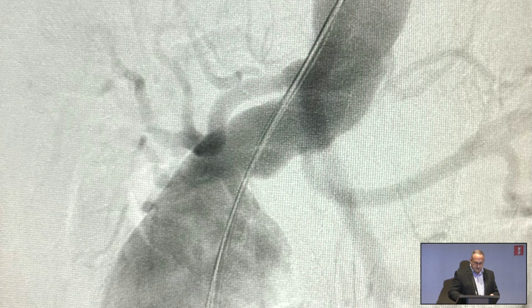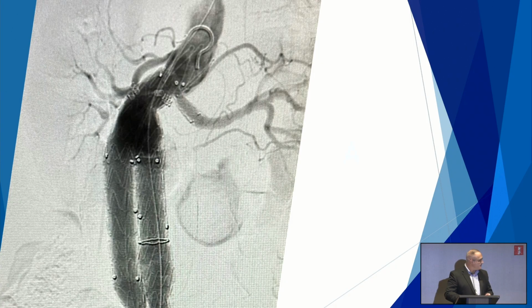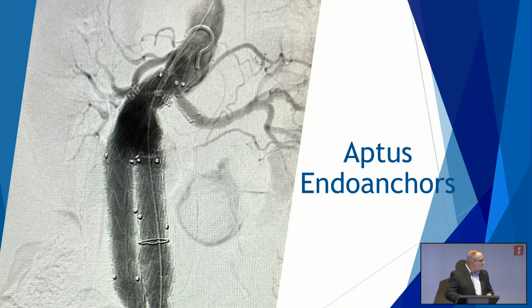So here is an aortogram of an aneurysm that has an extremely angulated neck. And what are the things that we could use to prevent endoleak here? One of the things we can use is an Aptus endo anchor. These are little anchors that go into the neck.